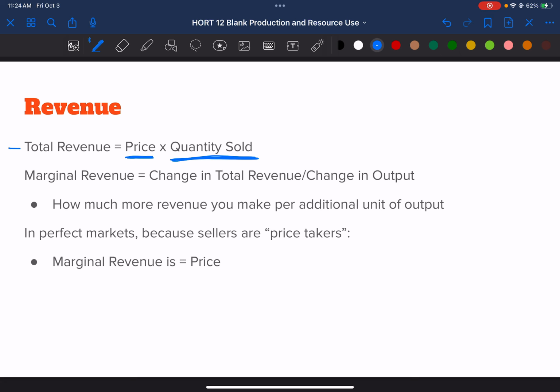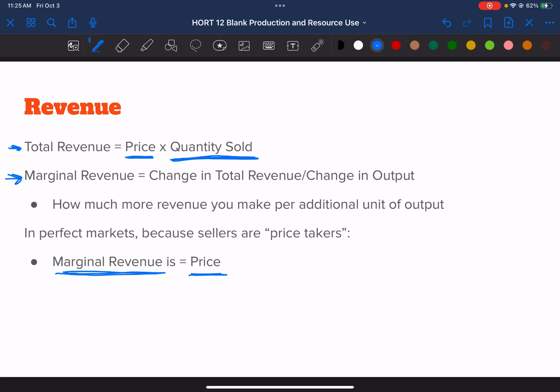That's the total revenue. The marginal revenue is the change in total revenue divided by a change in output. So how much more revenue do you get for every additional unit of output? In perfect markets, because sellers are price takers and don't get to decide on their price, the marginal revenue is the same thing as the price.